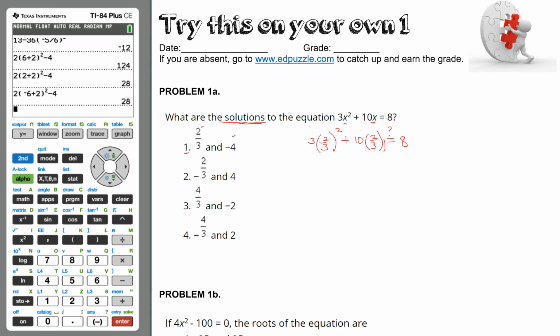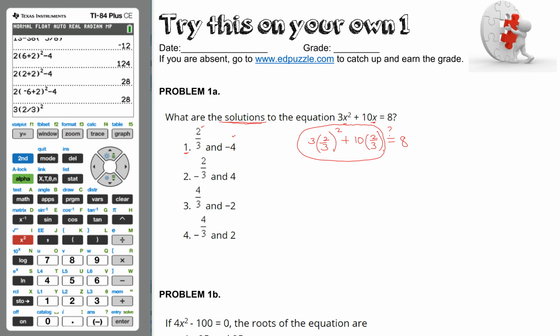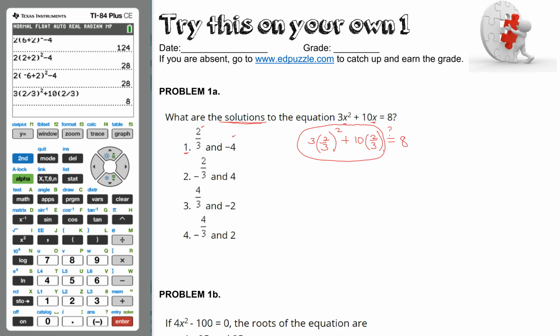Again, don't worry about when you have fractions. You can just enter everything in the calculator how it looks like. So you have here 3 times 2 divide 3 parenthesis squared plus 10 times 2 divide 3 parenthesis, then just press enter. And here it gives you 8. And here it makes the statement true. So this one is true.